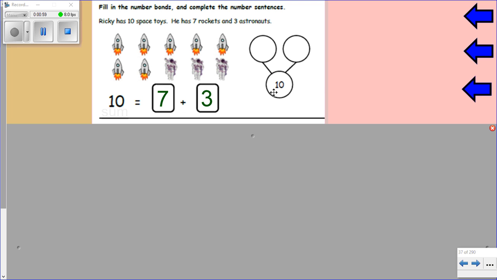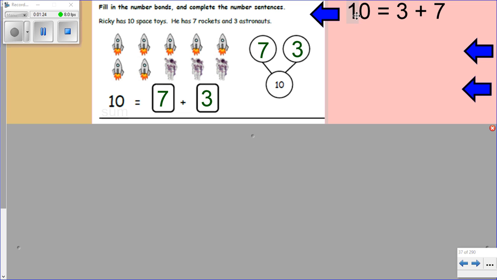And over here we have our number bond. The whole amount is already filled in for us, 10, so the parts would need to go here. We have 7 rockets and 3 astronauts. But this isn't the only equation that would match this information. Let's take a look at some other ways.